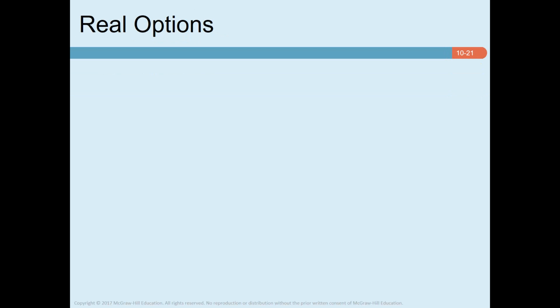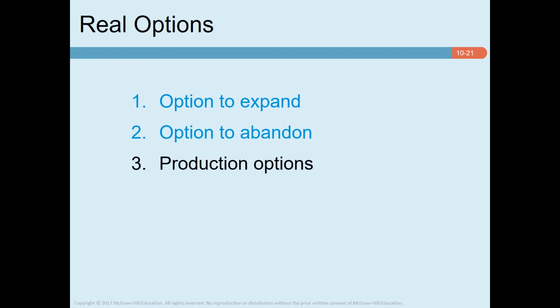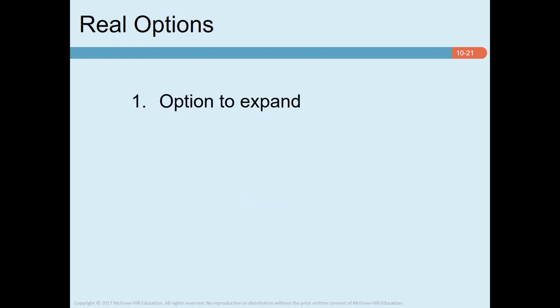In general, the options to modify projects are known as real options. Projects may have an option to expand, an option to abandon, production options, and timing options. I will discuss briefly each of them. First of all is the option to expand. Many investments can have added value because there are further options associated with those investments. For example, when launching a new product, companies often start with a pilot program to iron out possible design problems and to test the market.